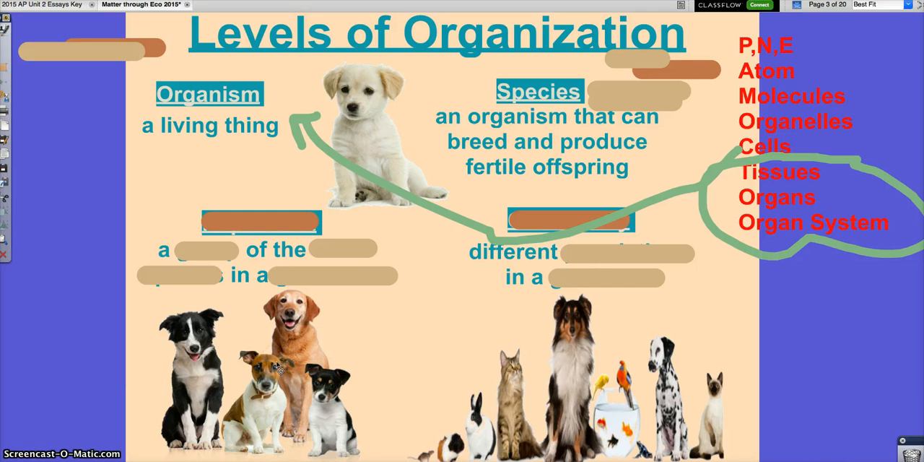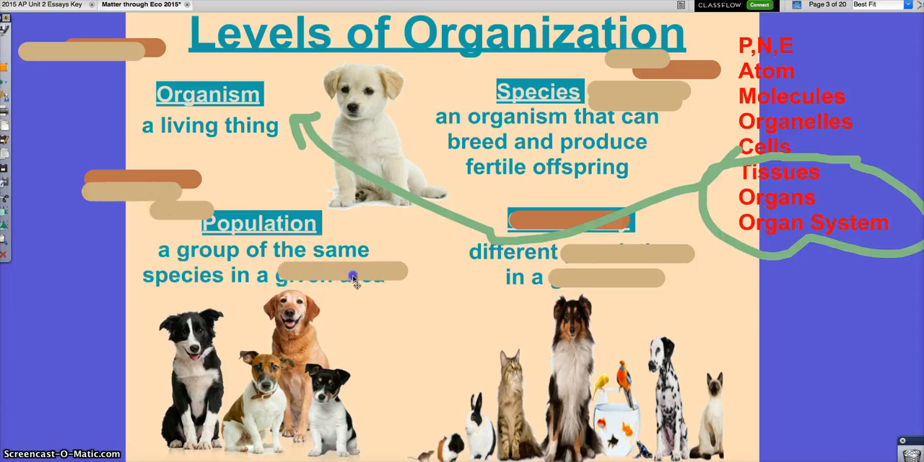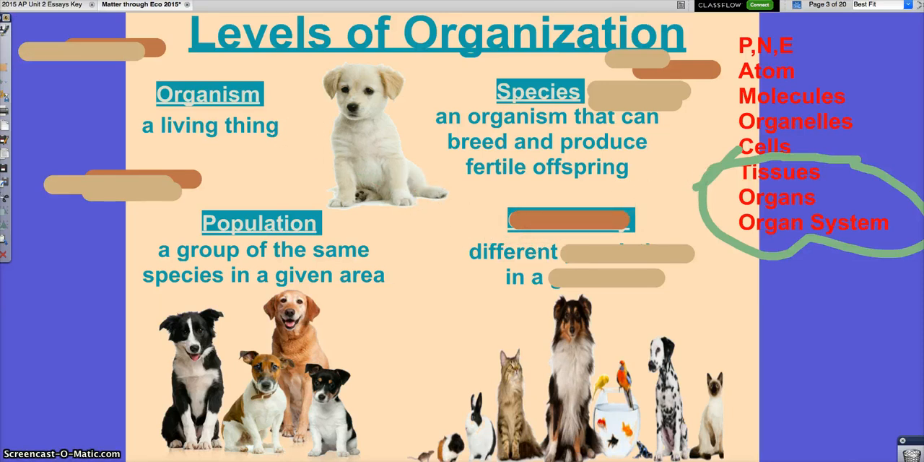All members of a species in a given area, or us in this room, form what? Populations. So a group of the same species in the same area makes up a population. You notice the one little dog, and then we've got multiple dogs, and they vary, right? And that's important to know because that's diversity, and that's important in a population. Now here we have dogs and birds and fish interacting. So, different populations in a given area.